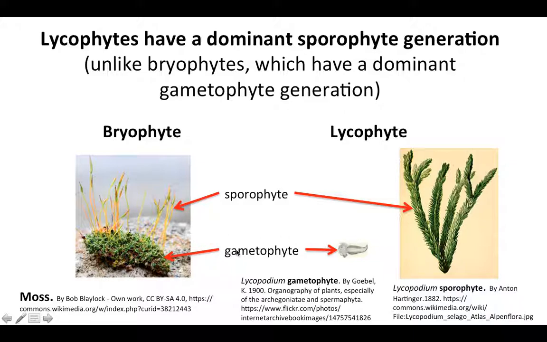That's an important change, because remember the gametophyte here is haploid. It has only one set of chromosomes per cell. We've talked about why that's not favorable. Now we have a dominant stage that is diploid. It has two sets of chromosomes per cell, and we've talked about why that can be more favorable.